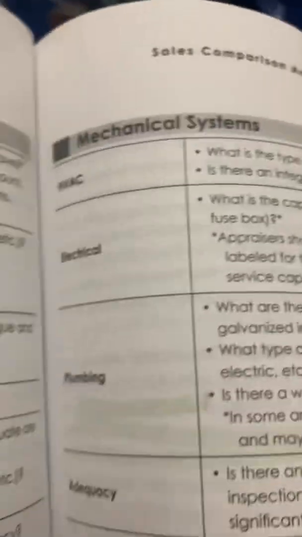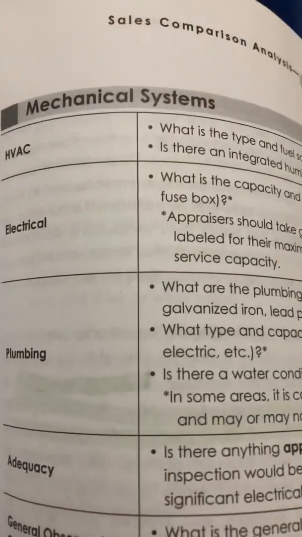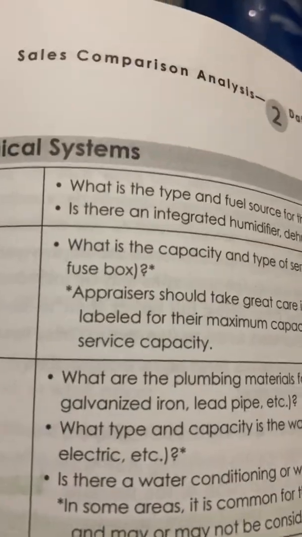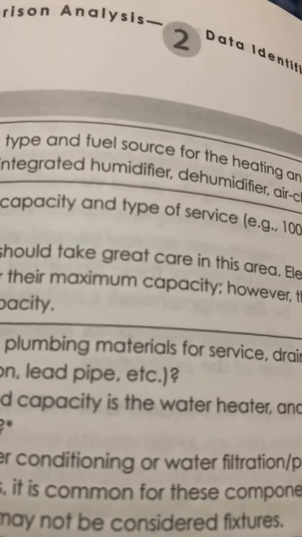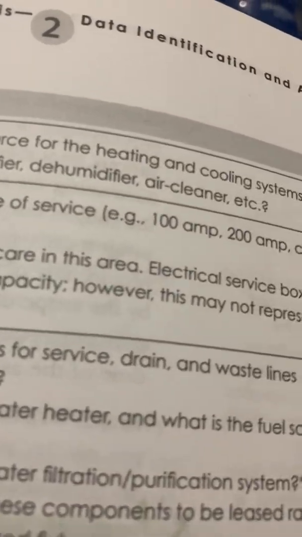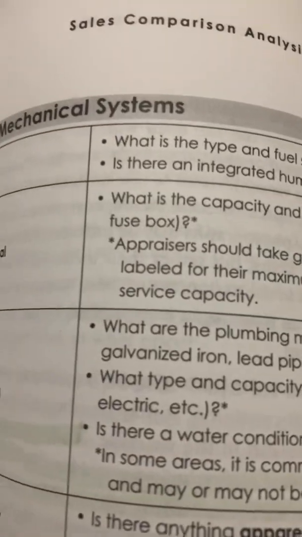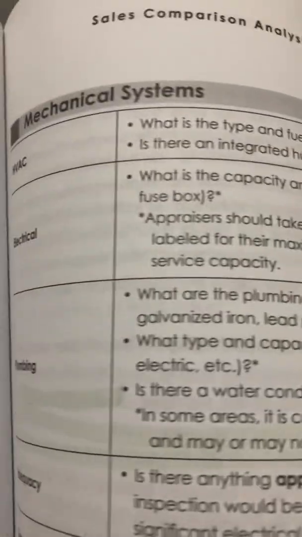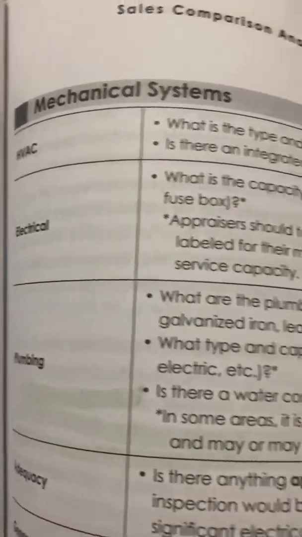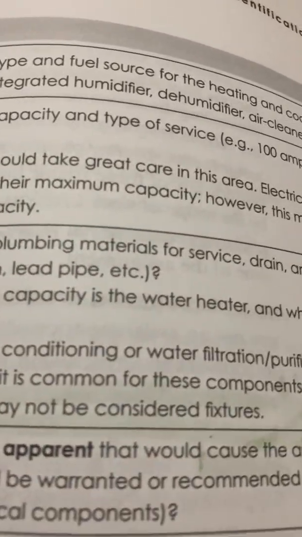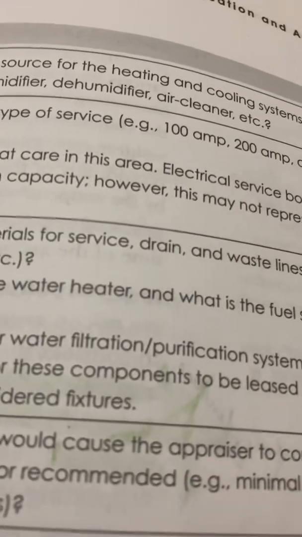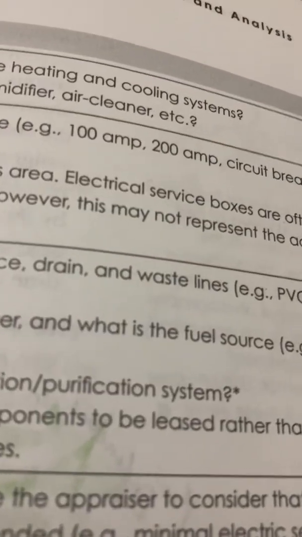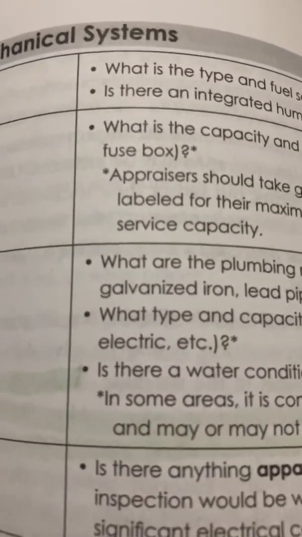Page 33, mechanical systems. HVAC. What is the type and fuel source for the heating and cooling systems? Is there any integrated humidifier, dehumidifier, air cleaner, etc.? Electrical. What is the capacity and type of service? For instance, 100 amp, 200 amp, circuit breaker, or fuse box.